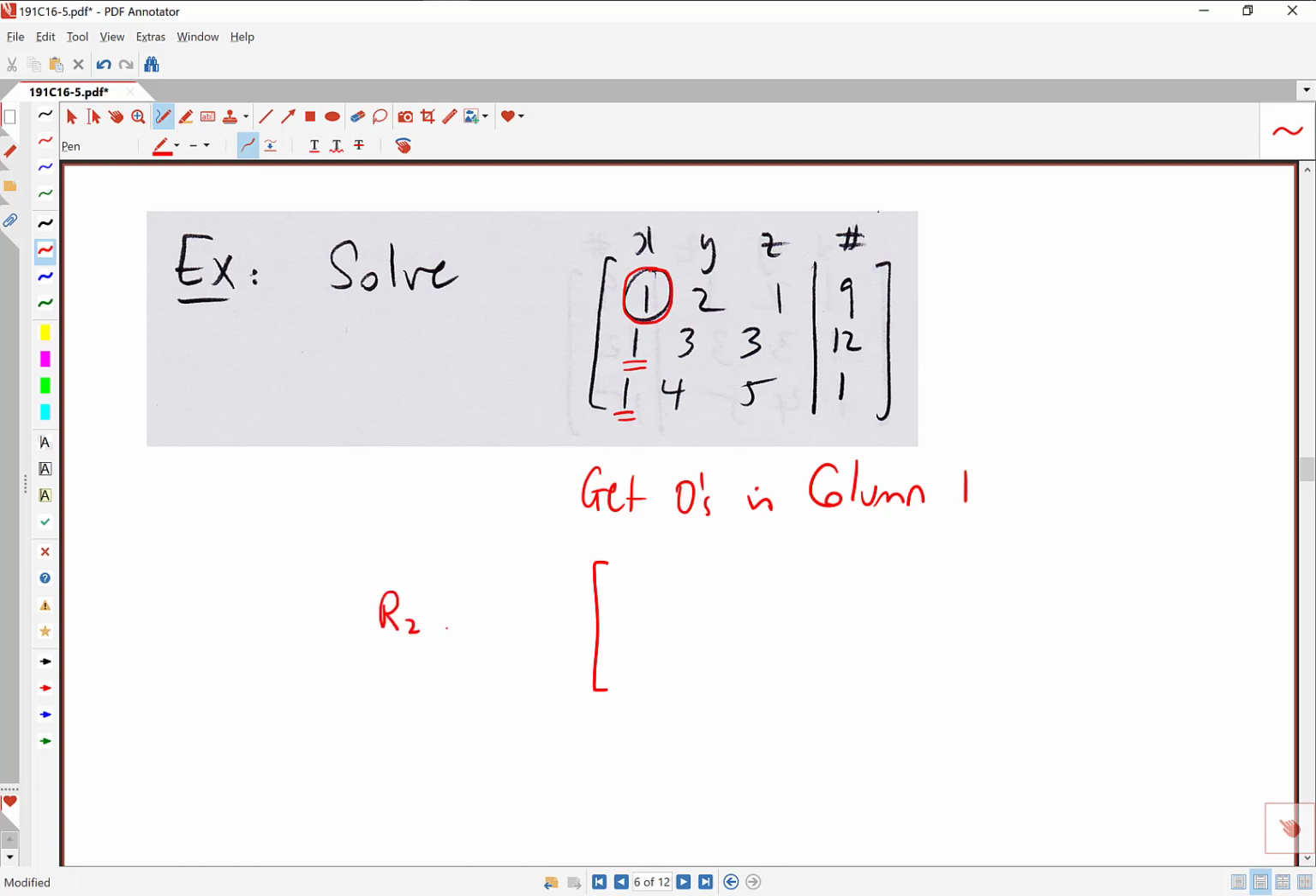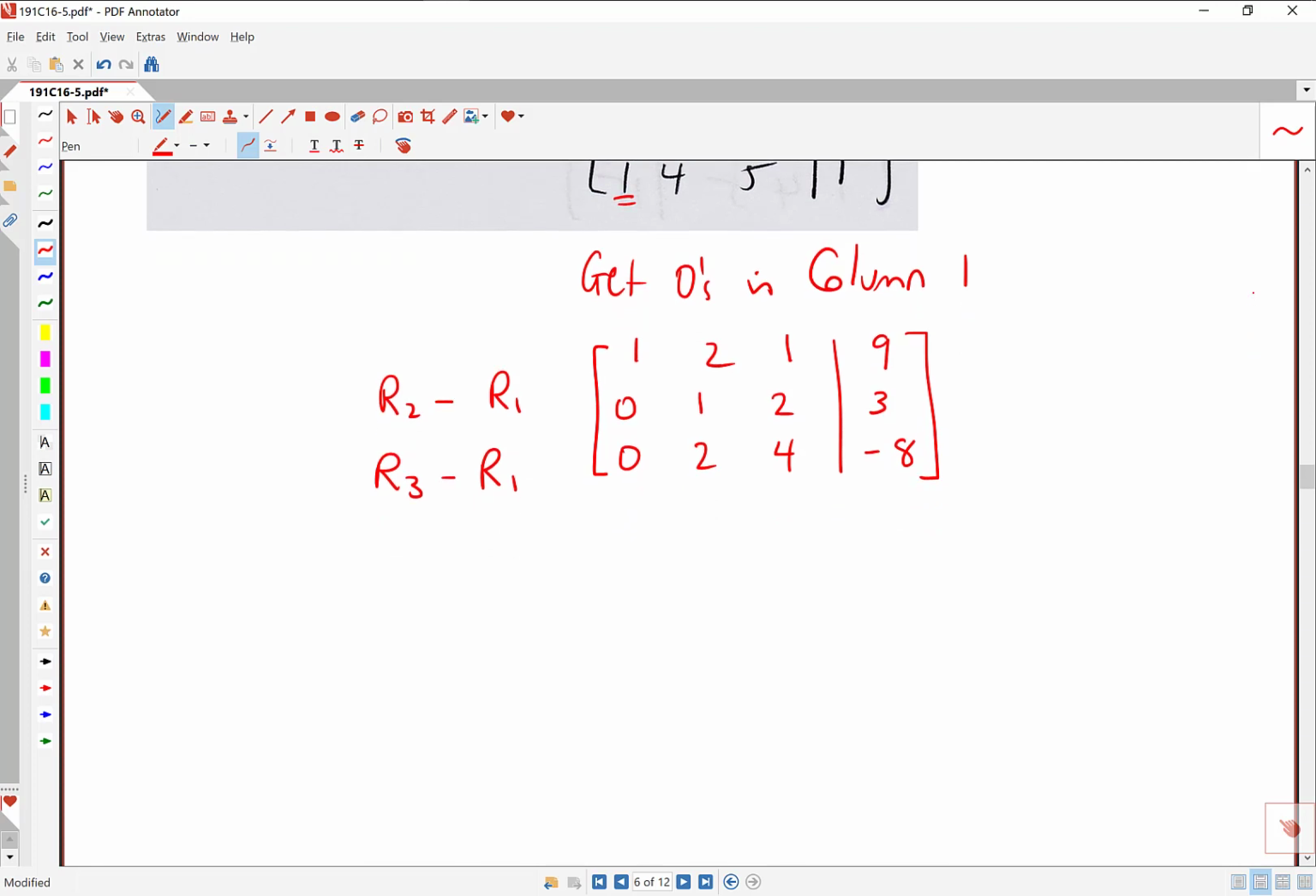So we would go current row minus our number times our pivot row. So in other words, row 2 minus row 1, and also row 3 minus row 1. So we can do both of those steps at the same time. We'll just recopy our top row here. Nothing's changing there. And let's focus on row 2 minus row 1. So that's going to look like 0, 1, 2, 3. And if we do row 3 minus row 1, 0, 2, 4, -8. All right, so that's our first column done.